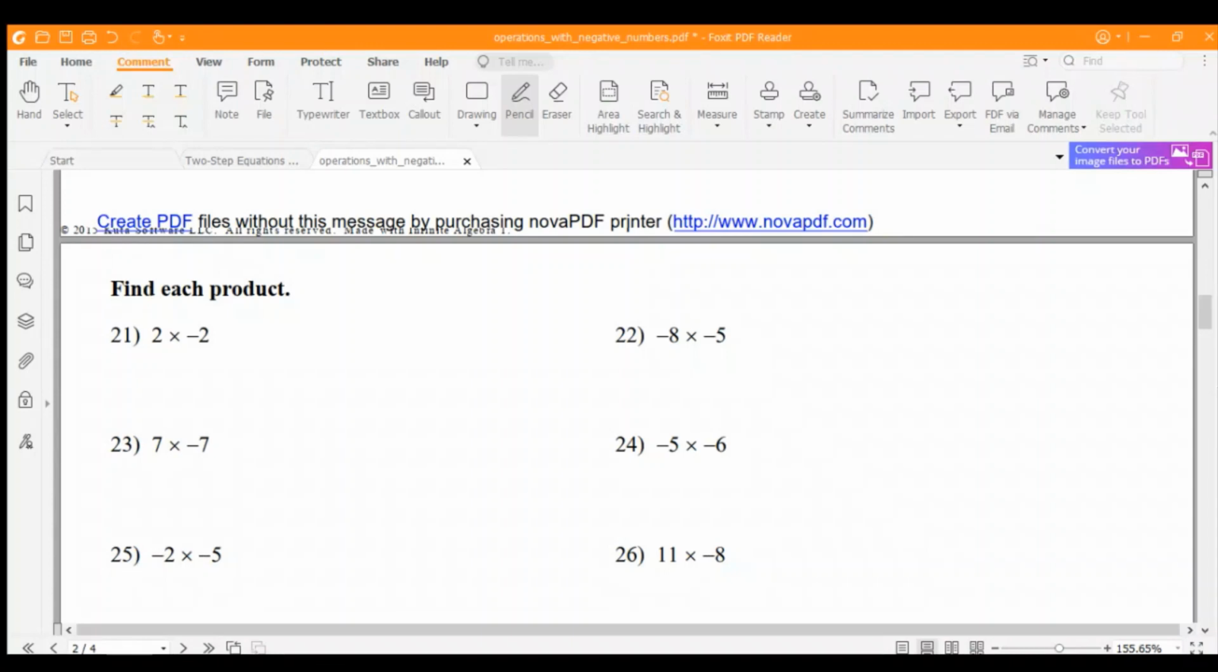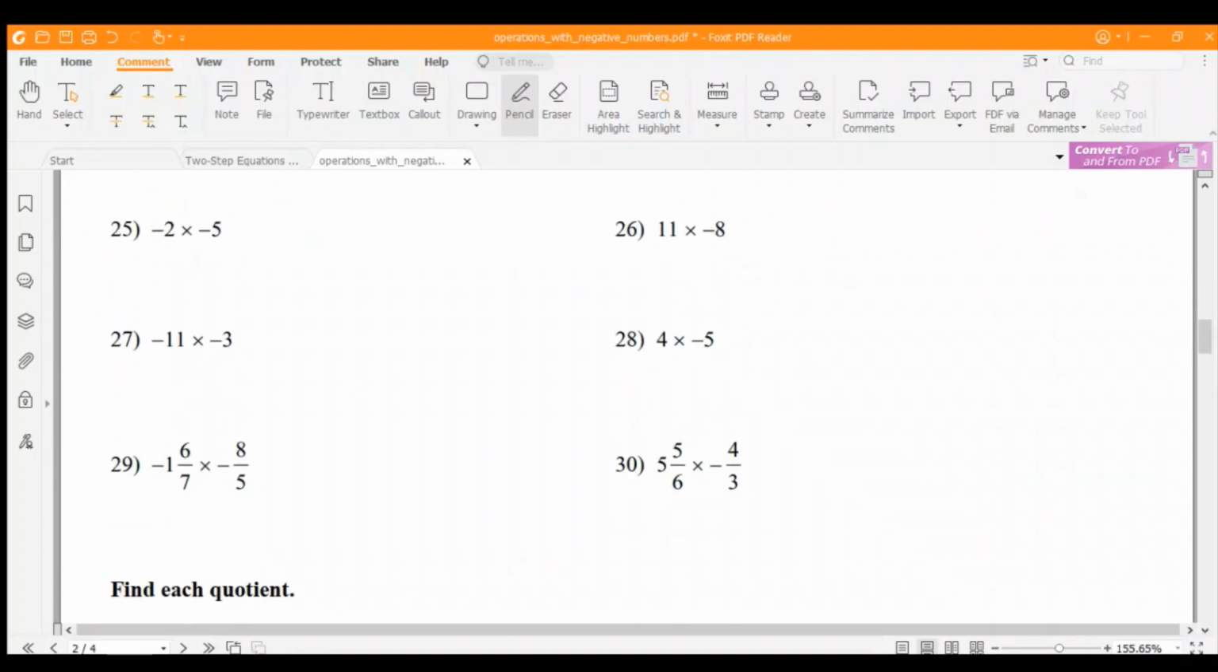So if you look at number 21 here, 2 times a negative 2. I don't know where the 4 came from. Are those the same sign or opposite signs? Positive 2, negative 2. Oh, those are opposite signs. Opposite signs equal negative answers. So that's going to be a negative 4. If you look at number 22, they're the same sign. You got negative 8 times a negative 5. Same sign is always a positive answer. So 8 times 5 is 40. So I'm going to leave it as positive 40. And so on and so forth. Okay? So hopefully that's making some sense to you.